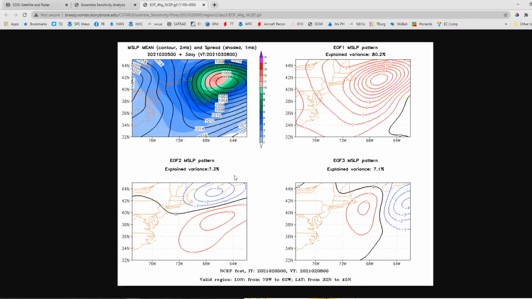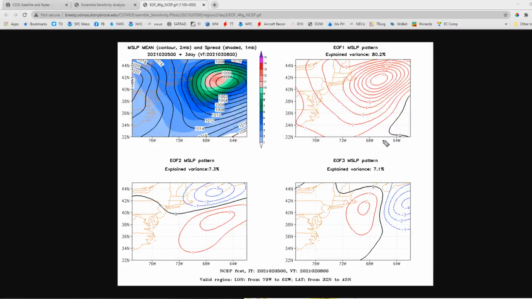So we're going to check out this summary graphic, and what this tells you is just a quick look at the ensemble mean pressure field. Right, there's our low in question, and then the spread in the ensemble field, and you'll notice that the spread is maximized northwest of the mean low position. That tells us that we have questions surrounding the track and intensity of our potential coastal storm. Surprise, surprise, right? The next thing we're going to do is look at these little EOF subpanels.